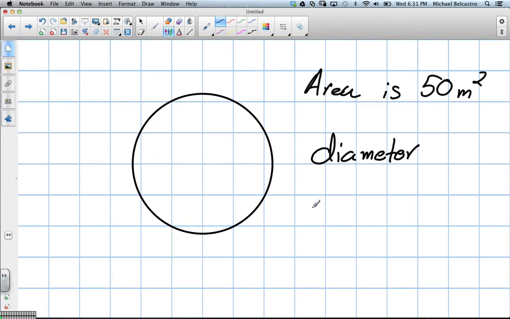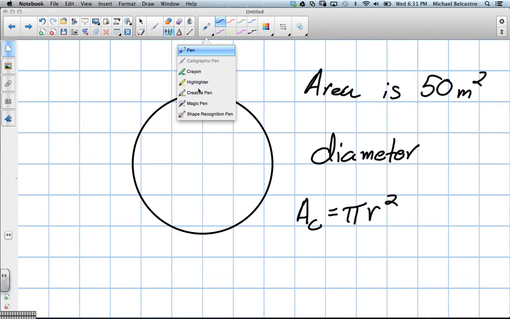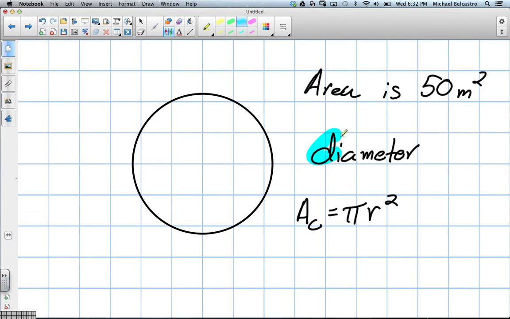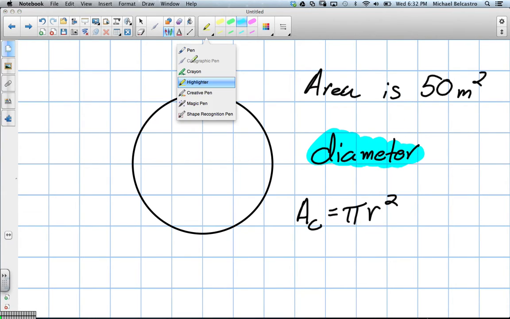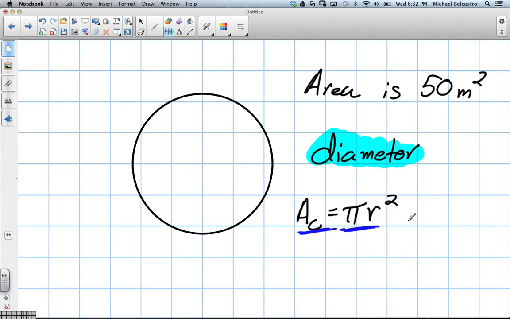Well, we had another formula we remembered, right? The area of a circle is equal to pi r squared. Now, there's a bit of a problem because there's a disconnect. We want to find diameter, but nowhere in this formula have they given us something that represents diameter, right? That's not involved in the area formula. So we need to pick a piece of this formula that is related to diameter. Are any of these related to diameter?